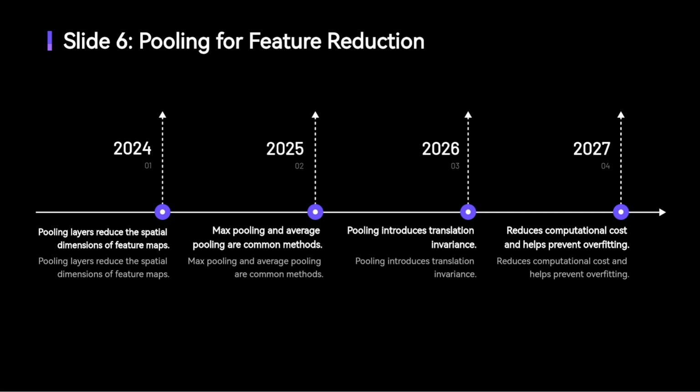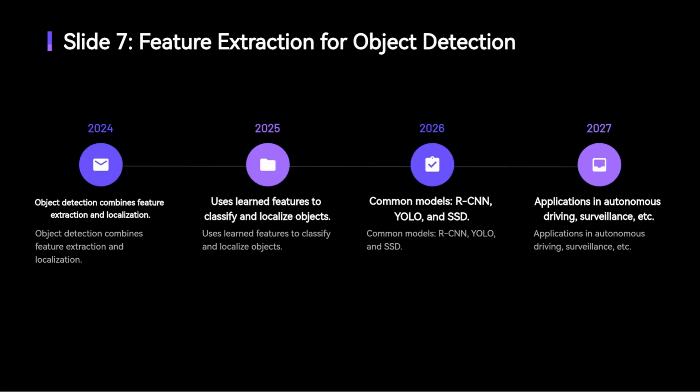Pooling helps introduce translation invariance, meaning that slight shifts in the position of features will not drastically affect the feature maps. It also reduces the computational cost by making the network more compact and helps in preventing overfitting by abstracting away unnecessary details. Feature extraction plays a crucial role in object detection, where the task is to both classify and localize objects within an image.